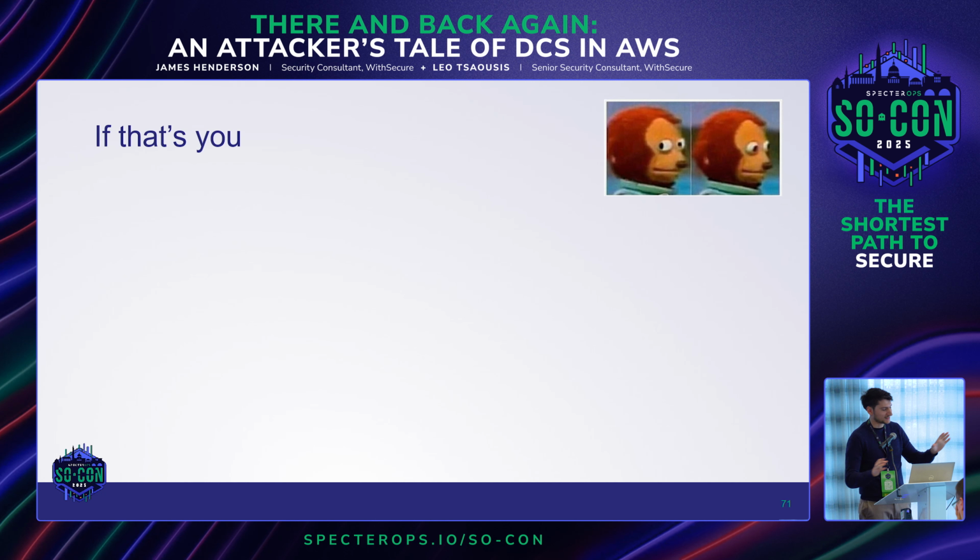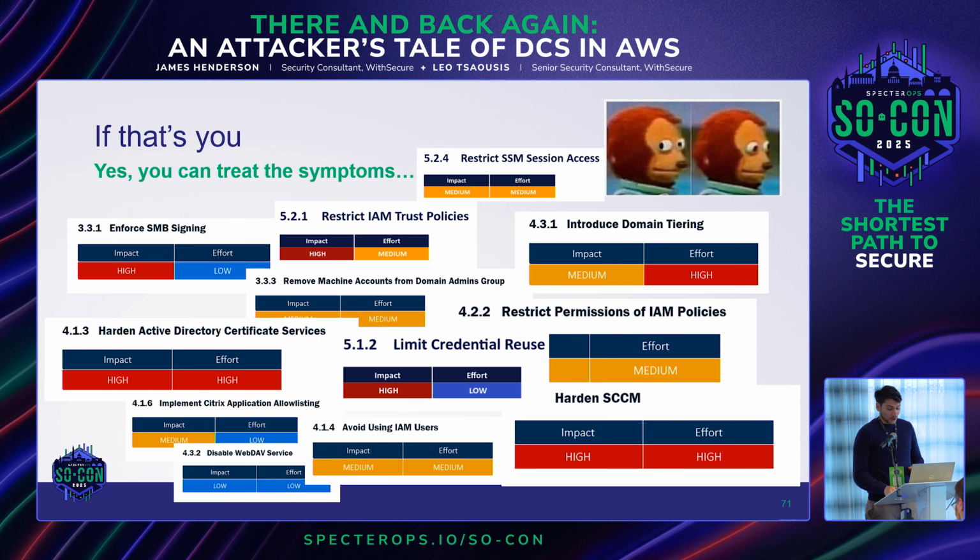Now, if that ship has sailed, if you've already implemented that, well, of course, you can address all the individual conditions. You can treat the symptoms. We've talked about all the different conditions that enabled us to get there. You can harden your AD to prevent those. You can harden your AWS individually, but you know all of that. You know that already. That's not what we're here to say. You've probably had these flagged in your pen tests already. Quite commonplace. We won't focus on that.